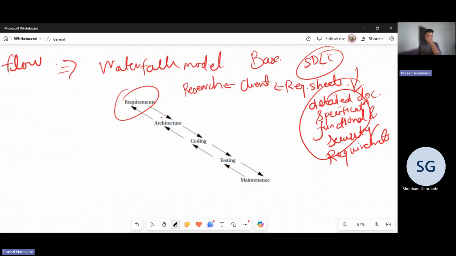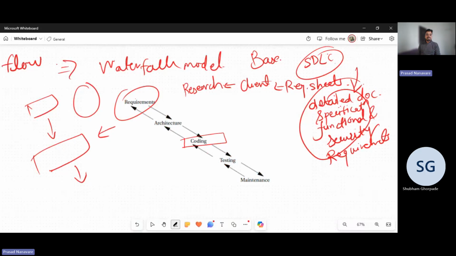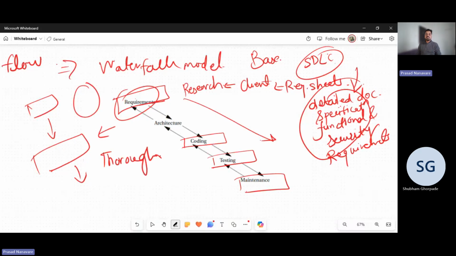Then we define an architecture. The system is actually designed here, depending on the things that we know about it. After the architecture phase, the coding part starts, then the testing, and then maintenance. But what is happening in this approach? This is a top-down approach. We start from here and end here, and thorough knowledge of the system is needed in order to develop any system with this approach.